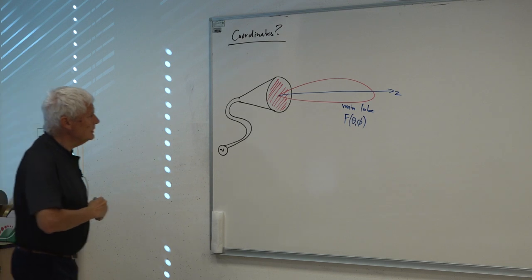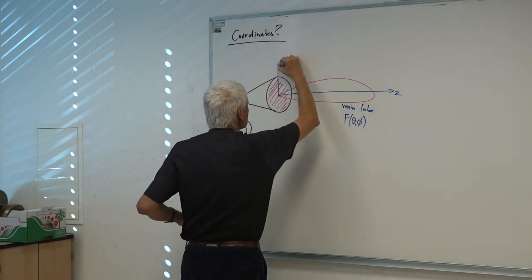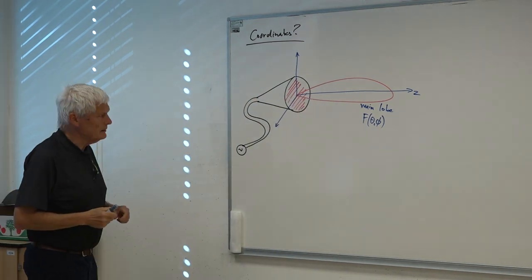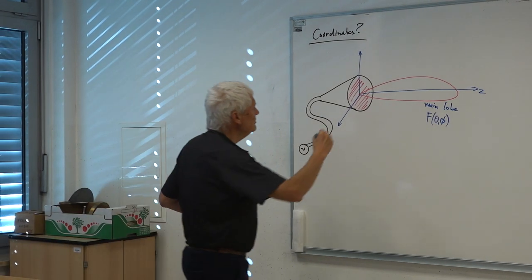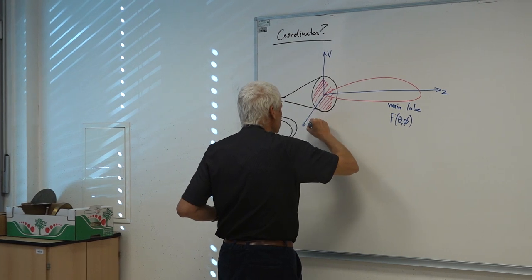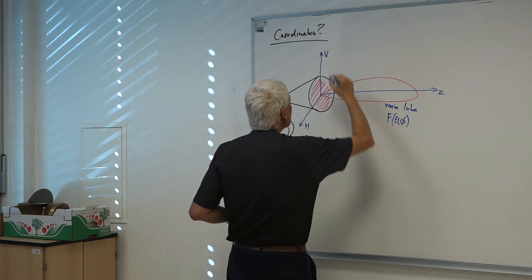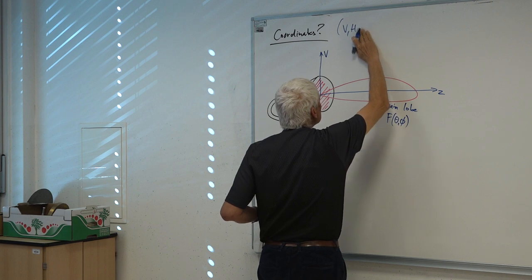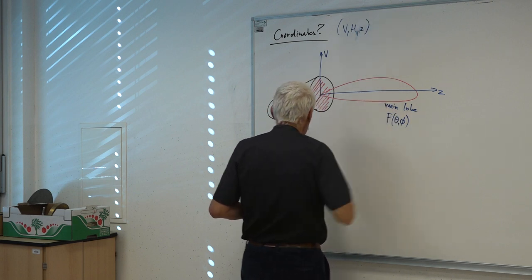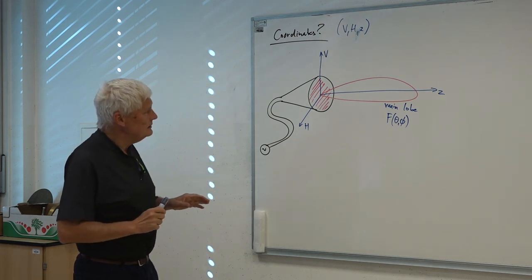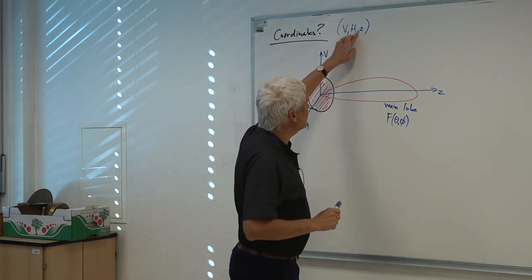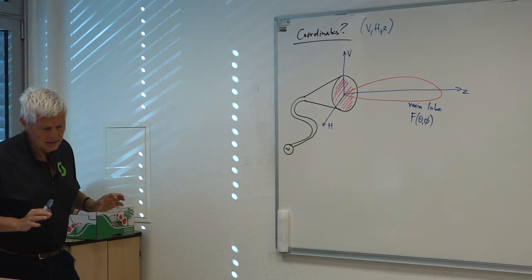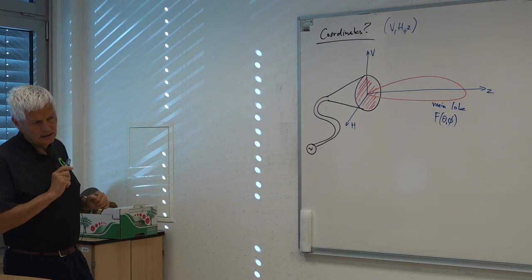The other two axes, to form an orthogonal three-dimensional coordinate system, are here. We could call them x and y. We usually call them vertical axis and horizontal axis. So our coordinates will be vertical, horizontal, and z. This is about our coordinate system. And these coordinates are always referenced to the radiation beam of the antenna, regardless of whether this antenna is receiving or transmitting, that doesn't matter. We always relate our coordinates to the antenna.